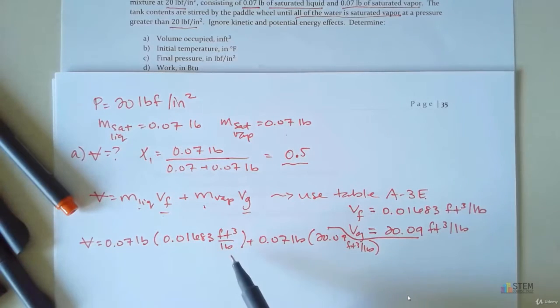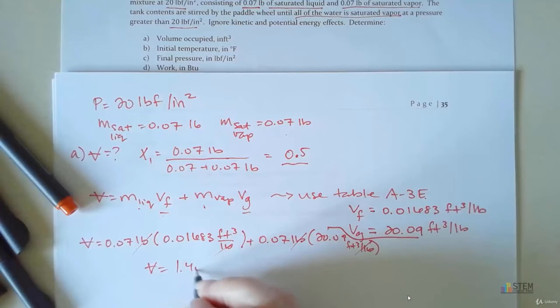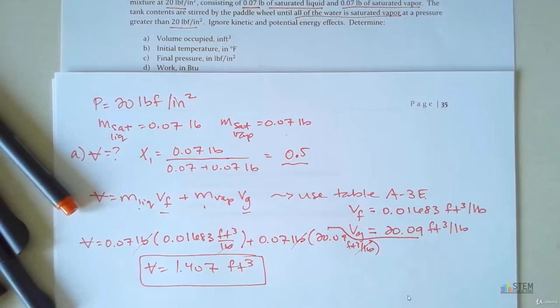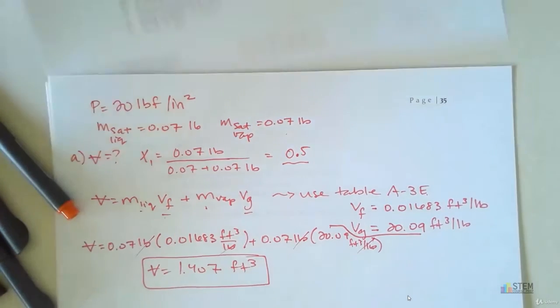Now check your units, make sure they all work out. Pounds cancel out in both of those terms, and we're left with cubic feet. Cubic feet is a unit for volume. So that looks perfect. Do the math here, and you get 1.407 cubic feet. So that's the volume occupied by that water that we've got in our system. Okay, part B, we want to find the initial temperature.